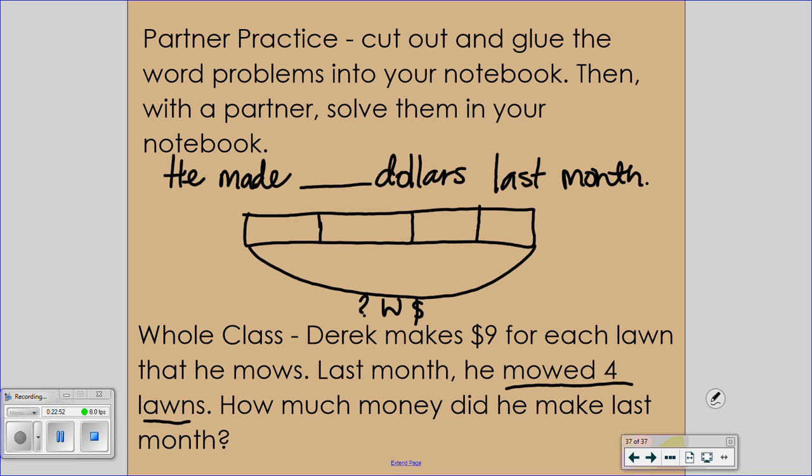Ella Harris, you already told us, but how much money does he make mowing 1 lawn? $9. So here's yard 1, $9 for you. All right, what about yard 2? $9. What about yard 3? What about yard 4?